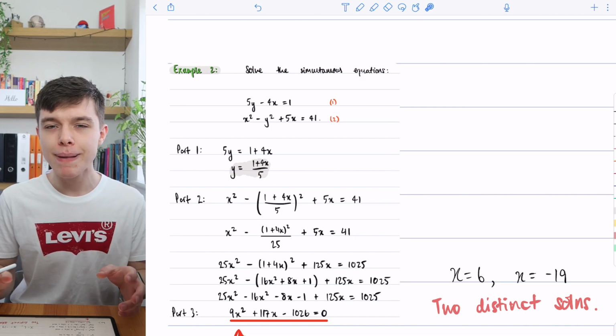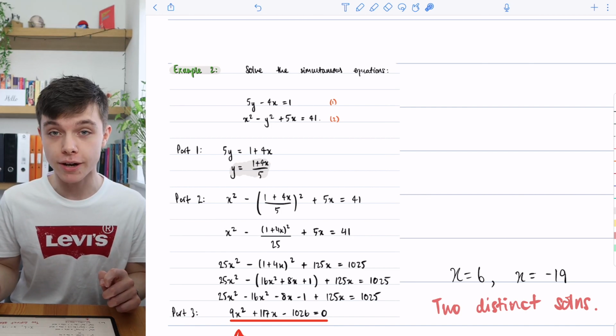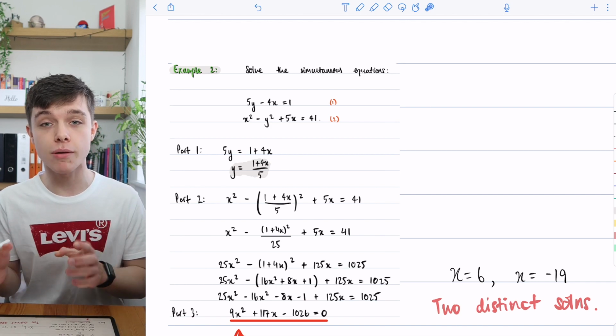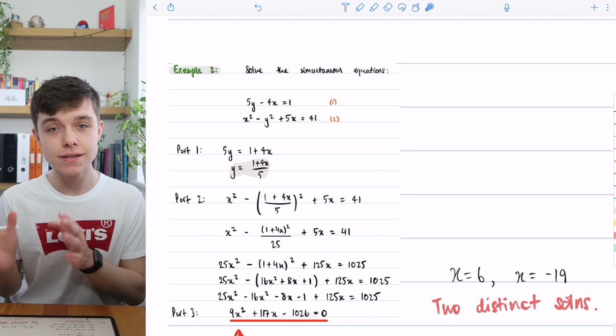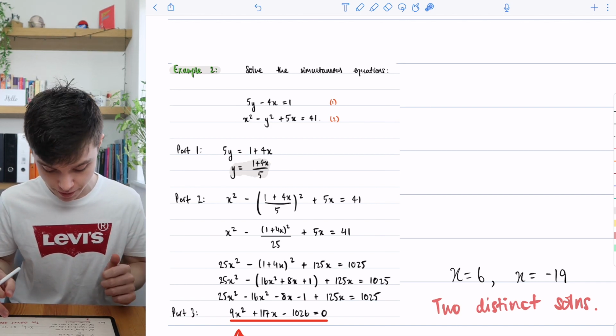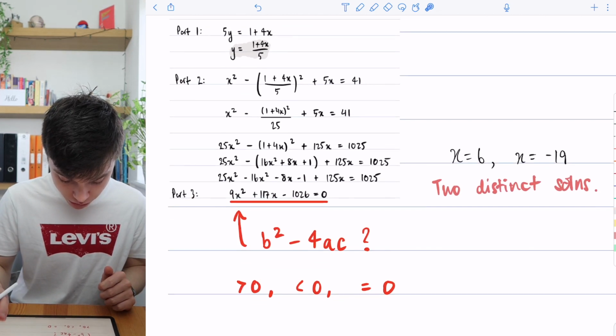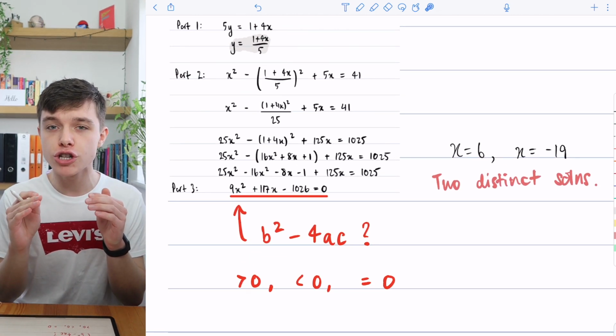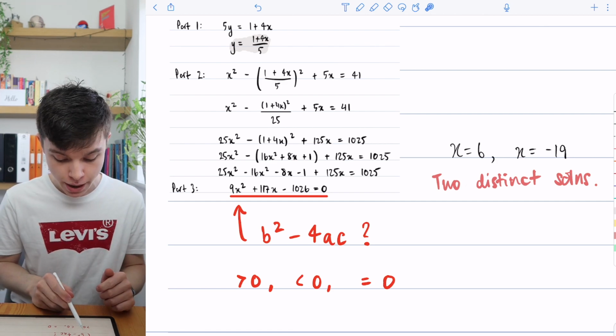Now, if we think back to a video on the discriminant, we know that we can work out the discriminant, and that will tell us how many solutions that quadratic is going to have. So, let's think about the discriminant here. Remember, it's the bit under the square root of the quadratic formula.